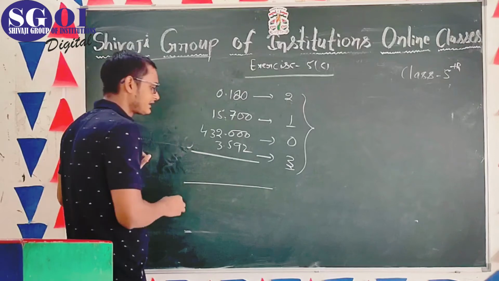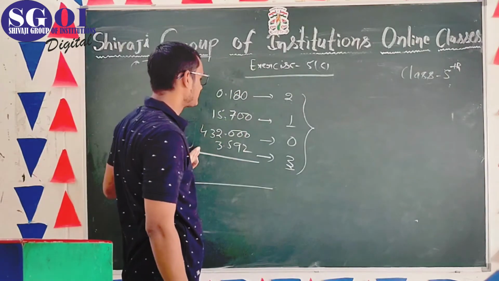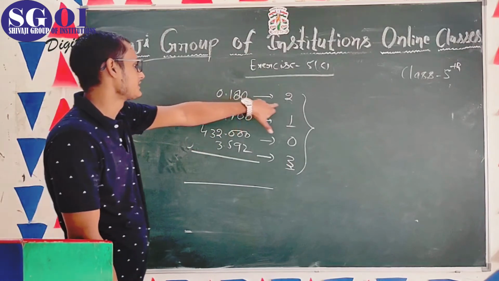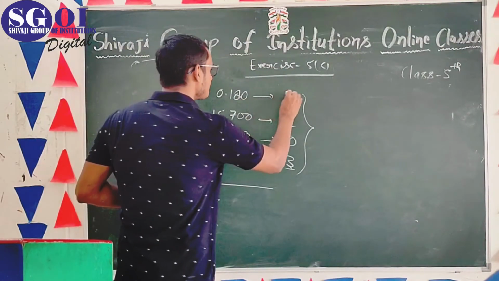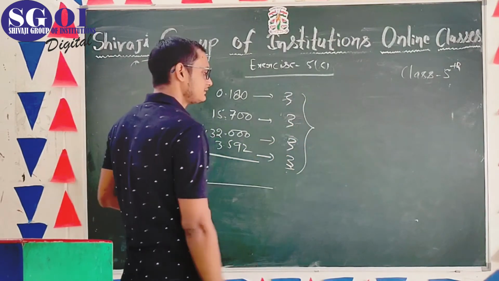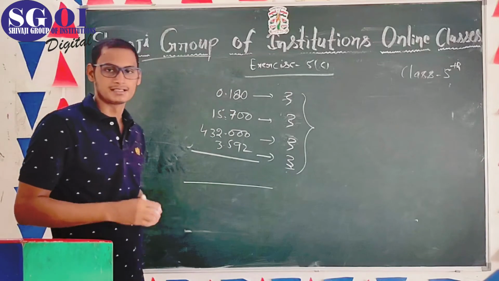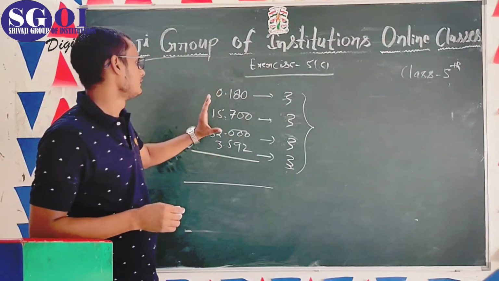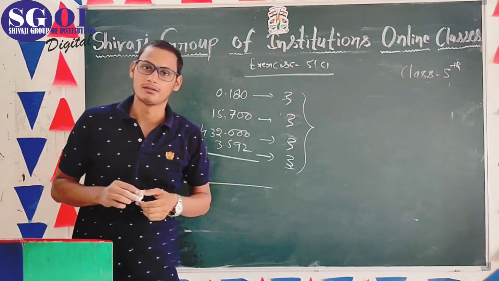So we can say this is a like decimal. Here the number of decimal places is 3, here also 3 and 3. So this is a like decimal. Okay, this is the method of how to convert unlike decimals into like decimals.